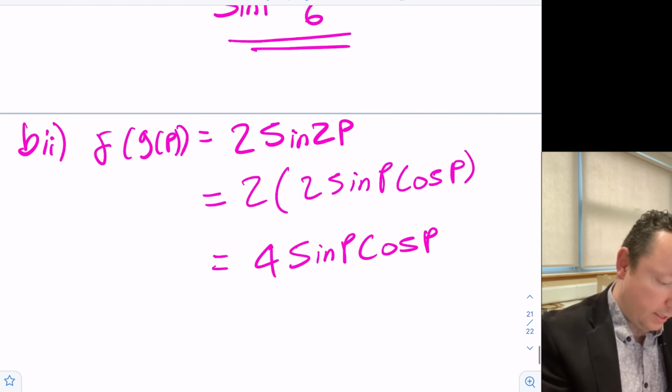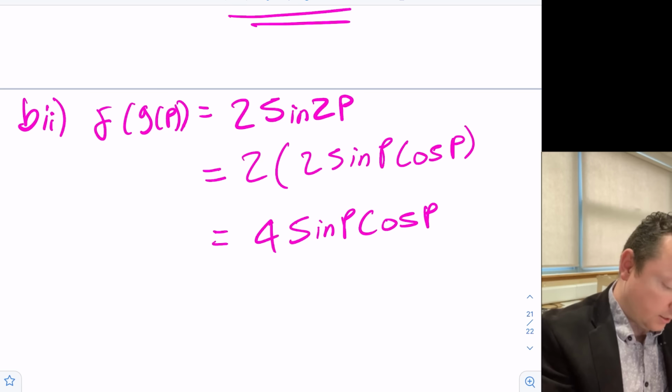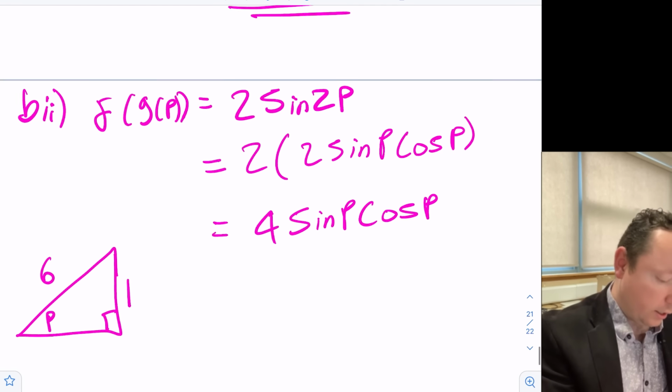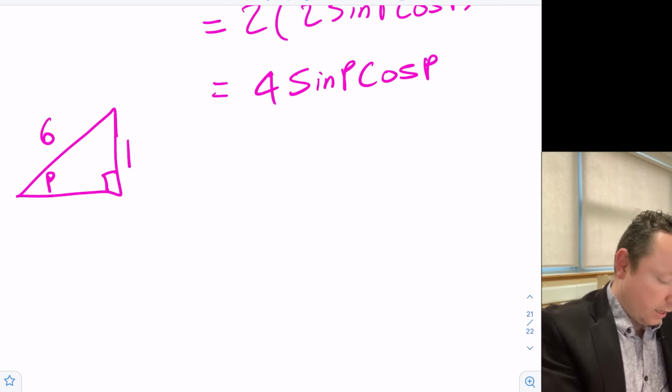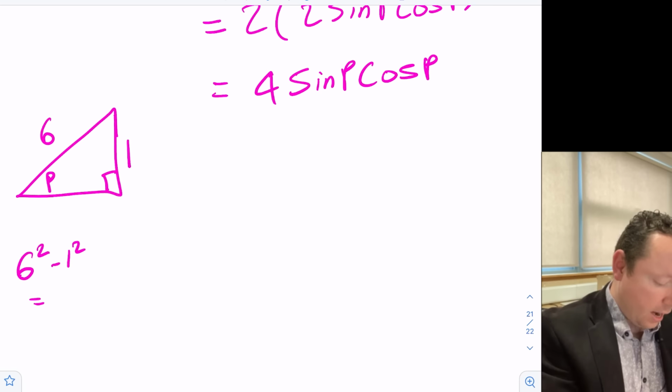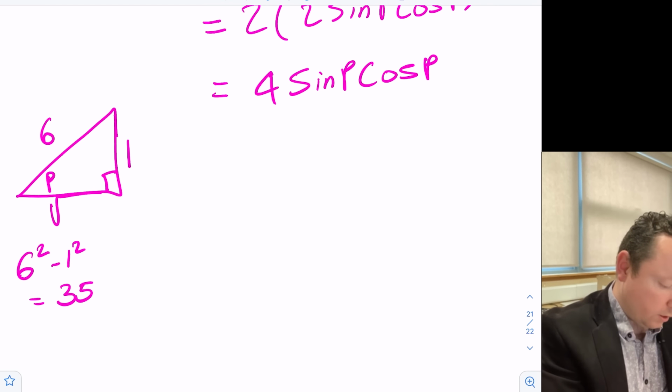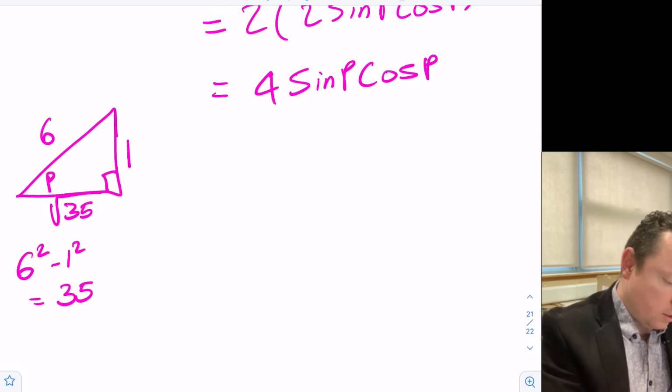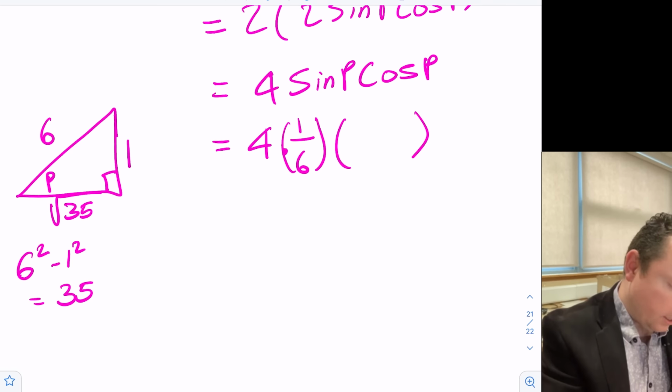Now, I know sin p is 1/6. So if sin p is 1/6, if I draw a little right angle triangle and call that angle p, opposite is 1, hypotenuse is 6. So I can do Pythagoras: 6² minus 1², 36 minus 1 is 35. So that side is the square root of 35. So this gives us 4 times the sin of p, which is 1/6, times the cos of p, which is adjacent over hypotenuse, which is root 35 over 6.